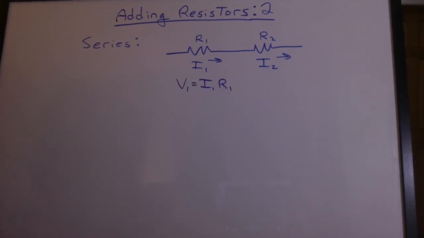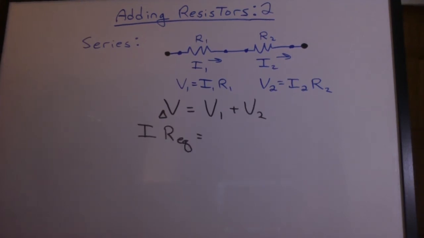The voltage drop across the first resistor from one side to the other would be V1 equals I1 times R1. The voltage drop across the second resistor from one side to the other would be V2 equals I2 times R2. Now the voltage drop from end to end would be the total voltage based on conservation of energy.